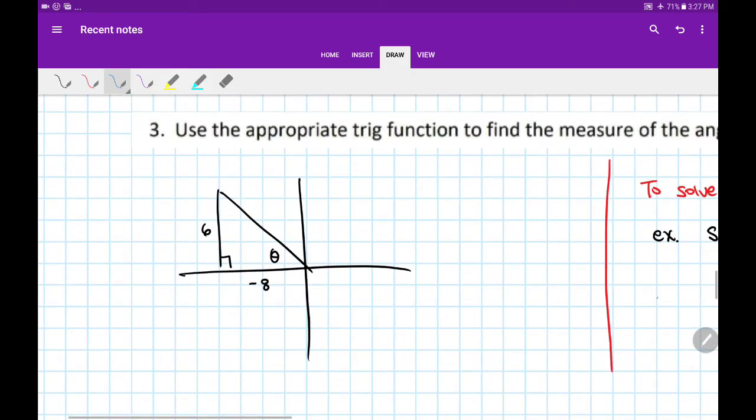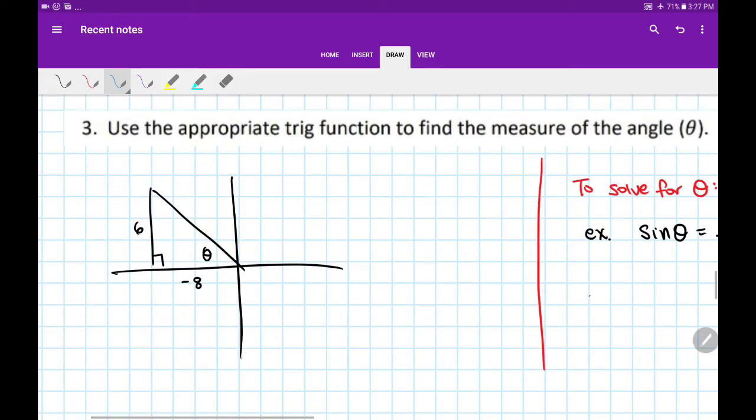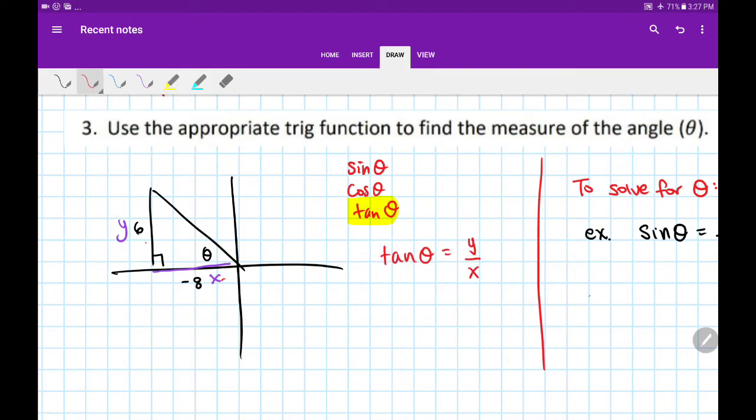Okay, let's move on to number 3. 3 says, use the appropriate trig function to find the measure of the angle. So again, it's helpful to label everything that they're giving me. This is my x, this is my y. So which relationship is it, sine, cosine, or tangent? Which one uses x and y? If you said tangent, then good for you. You're remembering. So we'll write out the formula. Tangent theta equals y over x, and plug in what we know. So my y is 6 and my x is -8.